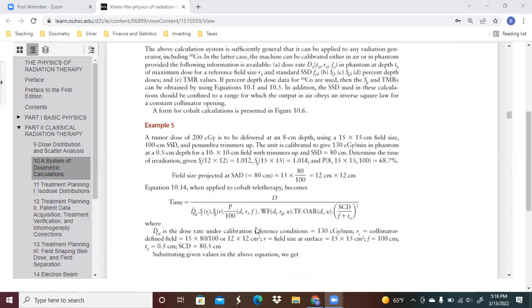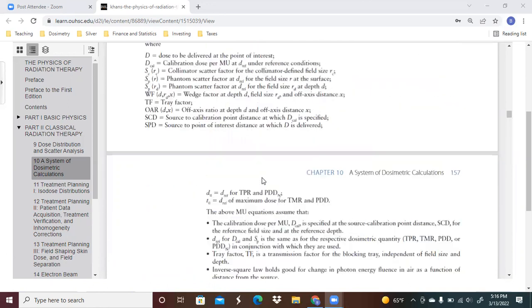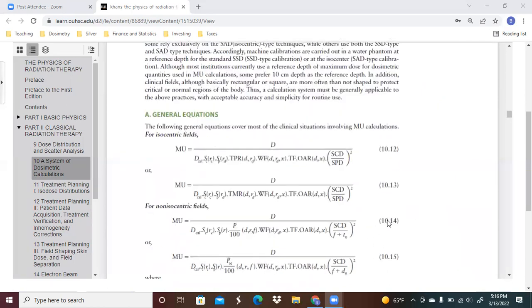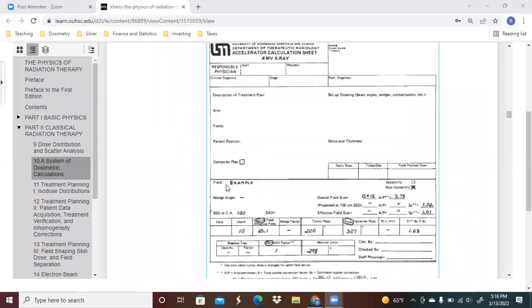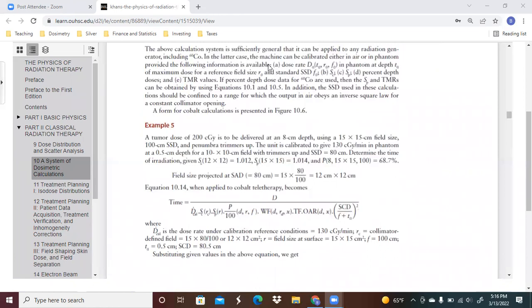one. If you will look through here, for cobalt therapy, we're going to use equation 10.14. 10.14 is going to refer to a non-isocentric field, so we're looking at a PDD setup.